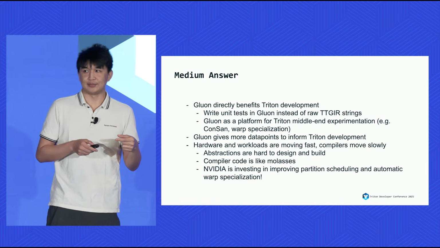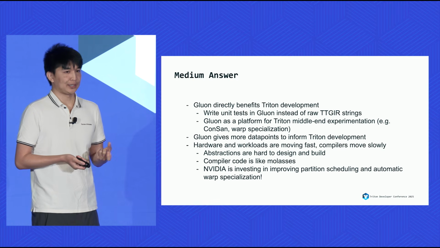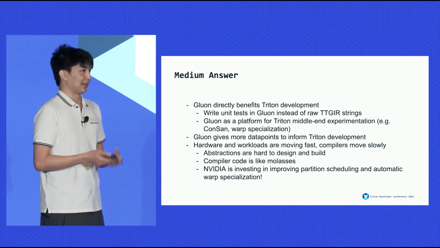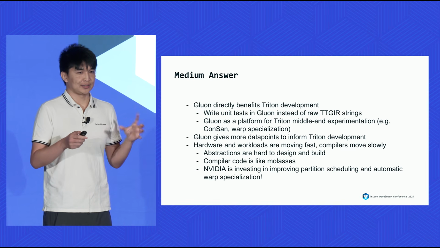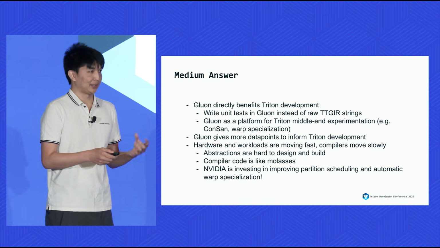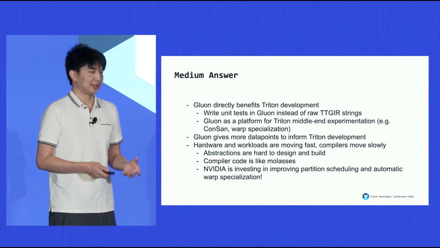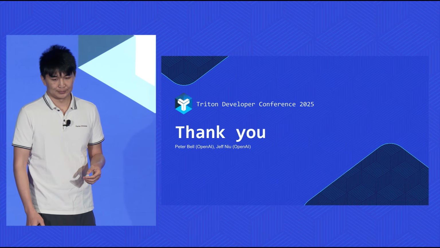NVIDIA is actually still investing a lot of work into improving Triton automatic warp specialization. This is something that we expect to get better over time, and maybe even close the gap with Gluon. It's just that compiler code, especially as the number of degrees of freedom of the kernel and the hardware starts to increase, moves a lot slower because you have to think about abstractions and build them, and C++ code is hard to edit. Yeah, that's it, I guess.